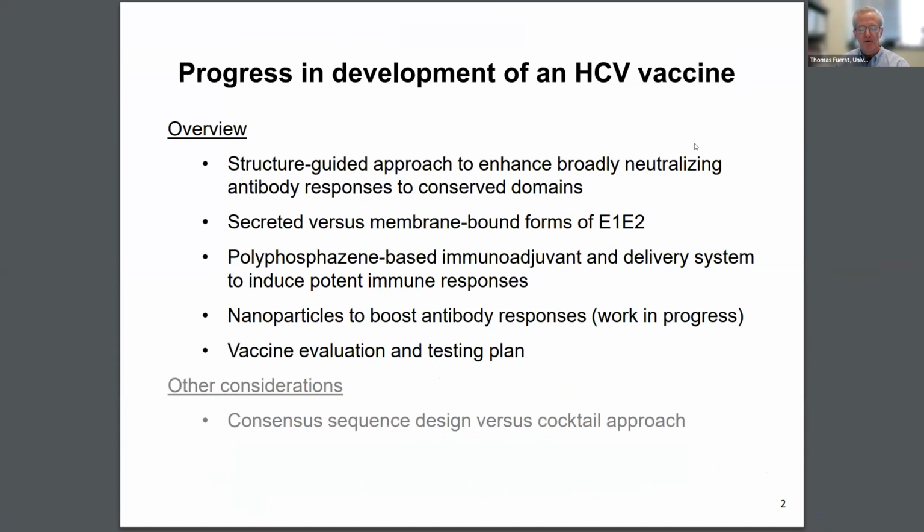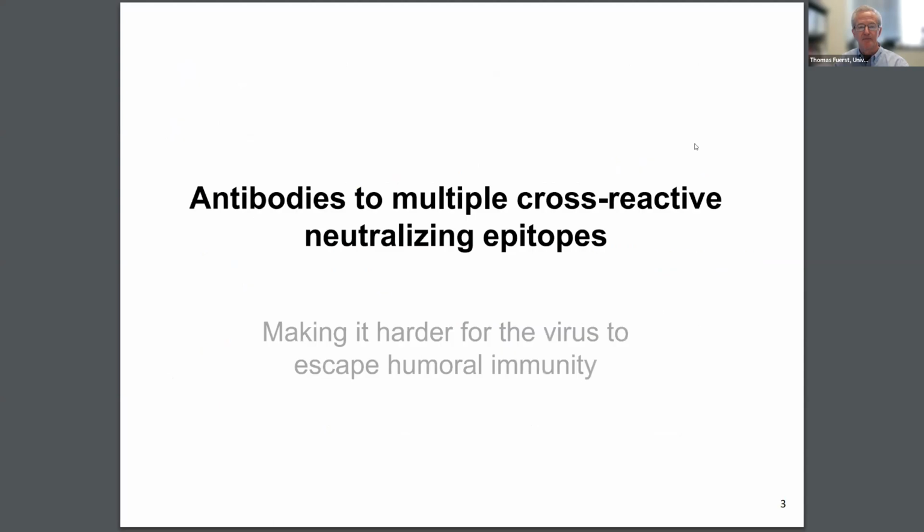So in this presentation, I'll give a brief overview of our efforts with a focus on the structure-based guided design of E2 and E1E2 to enhance broadly neutralizing antibody responses, the development of a secreted form of E1E2 that maintains nearly the same antigenic profile as the membrane-bound form, utilization of the most robust adjuvant and delivery system in our hands that elicits neutralizing antibodies and cellular immune responses suitable for clinical use, our efforts to boost the immunogenicity of E1E2 using a multivalent nanoparticle approach, and then briefly discuss our vaccine evaluation and testing plan. If there is time, and I know this is a lot, we can briefly discuss an E1E2 consensus sequence approach versus a cocktail approach of multiple E1E2 genotypes within the same formulation.